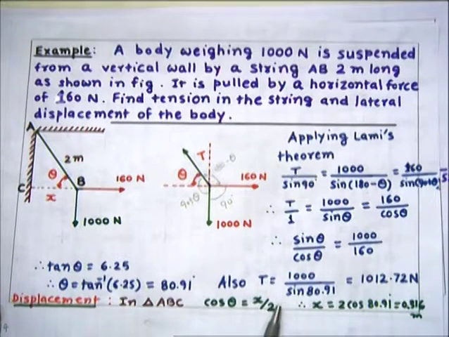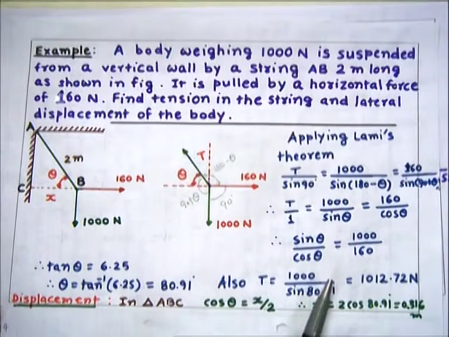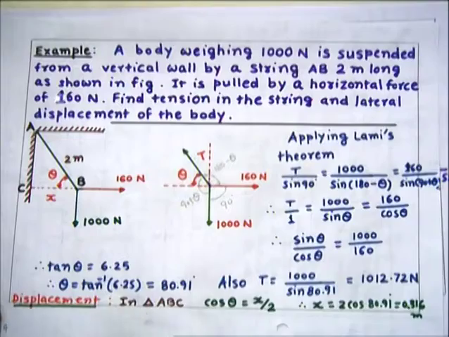So cos theta is equal to x by 2. From this, and theta we know is 80.91, so cos 80.91 is equal to x by 2. So the unknown x would be equal to 0.316 meter. So this is how we can find the displacement.